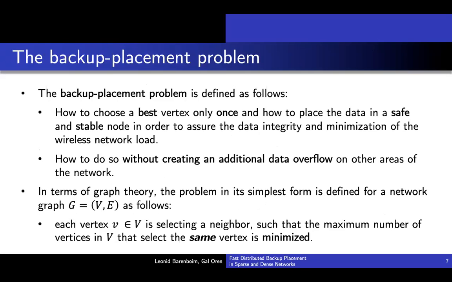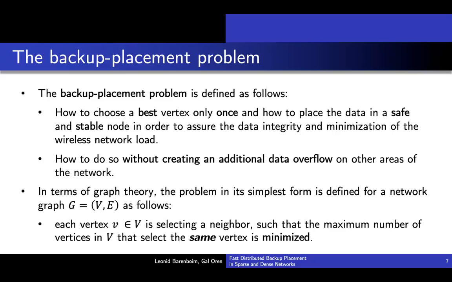So we finally reached the backup placement problem. This problem was introduced by Halldorsson, Kohler, Patt-Shamir, and Rawitz in 2015. In terms of graph theory, the problem in its simplest form is defined for a network graph G(V,E) as follows. Each vertex v in V selects a neighbor such that the maximum number of vertices in V that select the same vertex is minimized.